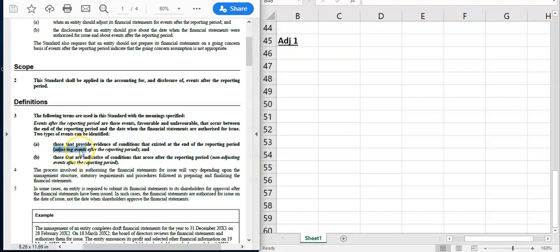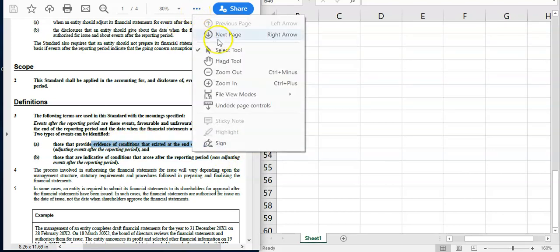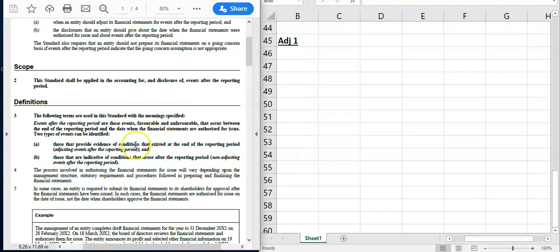Or you can have a non-adjusting event. Let's see what this highlights. And you can have here a non-adjusting one. So the key point, an adjusting event is that to provide evidence of conditions that existed at the end of the reporting period. So what we mean by that is they were already there at the year end. If that's the case, you have to adjust for that event. However, if it's a non-adjusting, they are indicative conditions that arose after the reporting period. And that is what we have in this one.